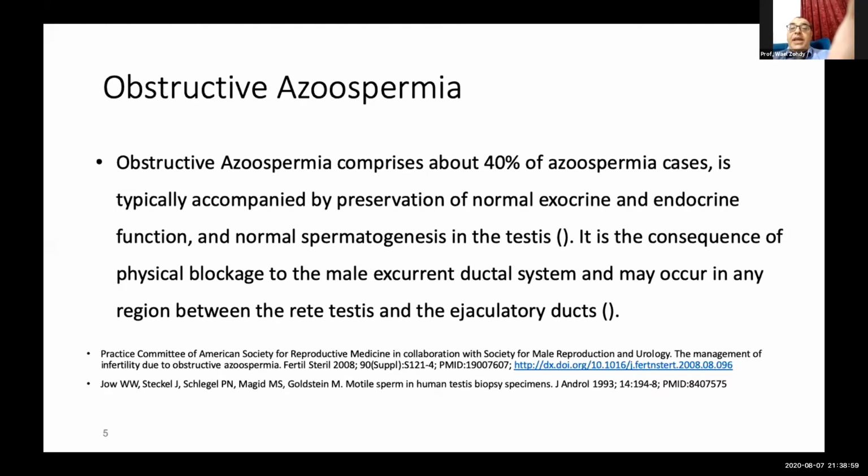Obstructive azoospermia comprises about 40% of azoospermia, and it's typically accompanied by normal testicular function. Whenever we take a testicular biopsy from those patients, we find normal spermatogenesis. The obstruction could be anywhere from the rete testis to the ejaculatory duct.